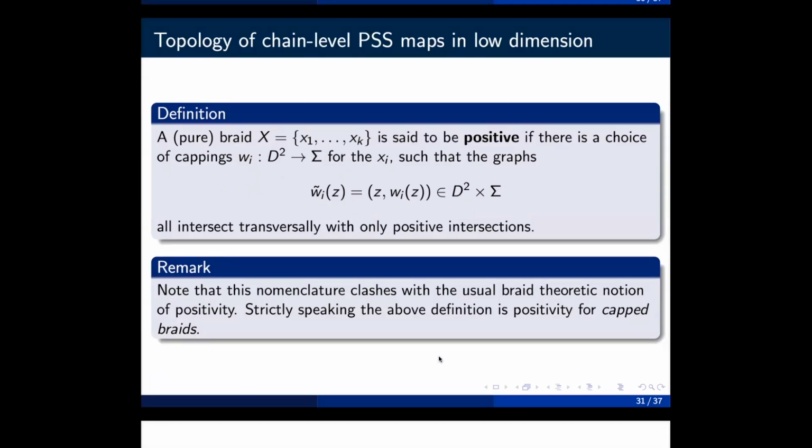I should also say that if this braid is unlinked, then there are no intersections, and so trivially that's also a positive braid. So an unlinked braid is a positive braid under my definition. I should remark that this is not the usual notion of a positive braid used by braid theorists, which is given in terms of being written as a product of positive generators. Strictly speaking, this is a definition of positively intersecting capped braids, but I've avoided talking about cappings this whole time. In the paper, this is done properly.